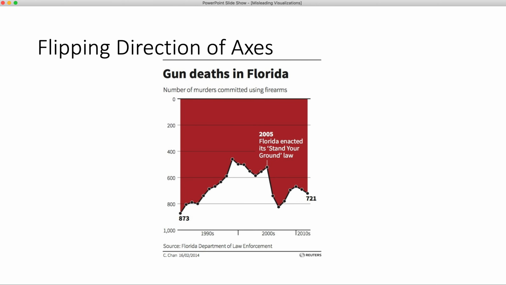What it suggests is that after 2005, the year in which Florida enacted its Stand Your Ground law, the number of gun deaths went down. Whereas in fact, if you look carefully at the y-axis, you will see that they actually went up from just over 500 to just over 800. So again, by flipping the direction of the axis, you can mislead your audience.